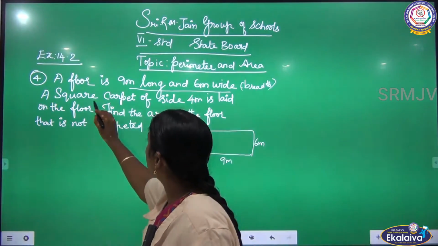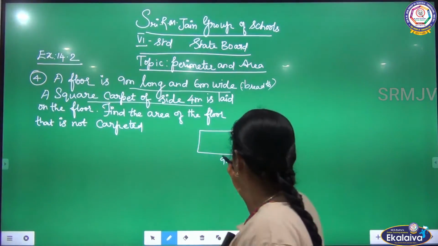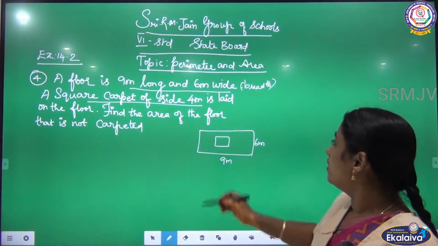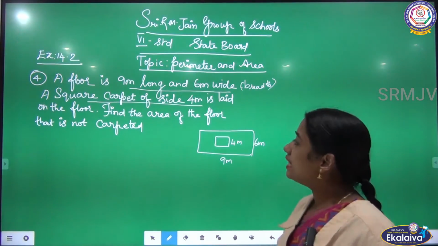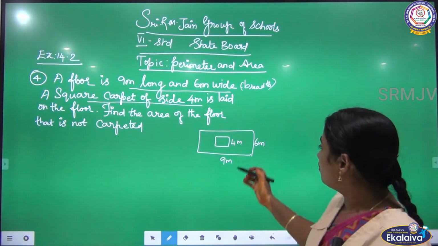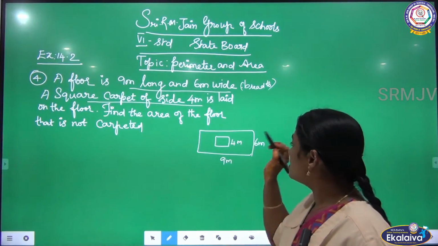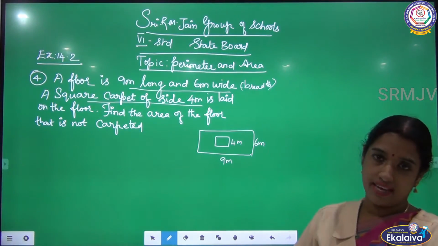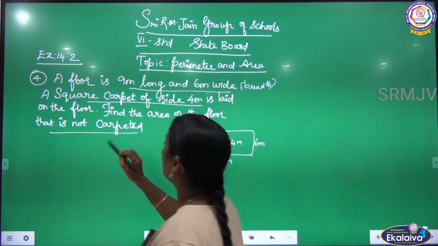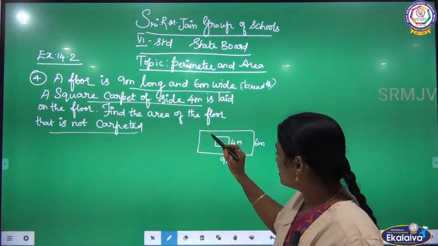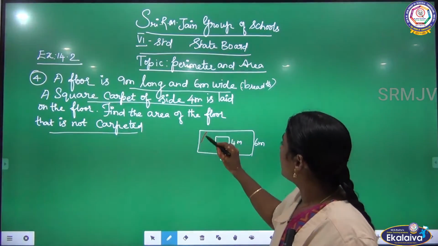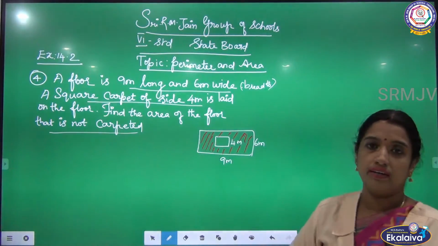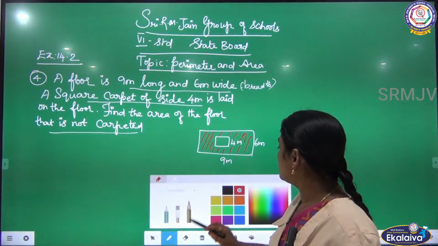A square carpet of side 4 meter. Square means what? 4 sides are equal, which is what? 4 meter is laid on the floor. Okay. First the floor, inside that a square carpet which has side 4 meter is laid on the floor. I am going to find the area that is not carpeted. Which is not carpeted? So this area. This area is not carpeted. So, I am going to find out this one. Can you understand this? Can you understand this, children?